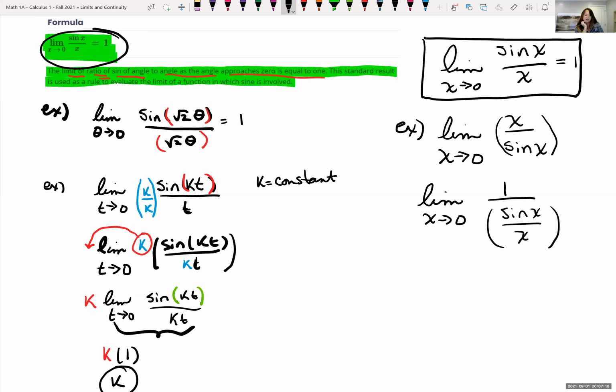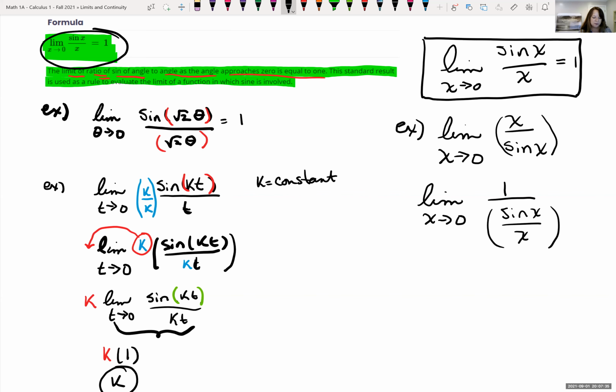You guys all agree with that? So if I have 1 divided by sine x over x, division tells me to multiply by the reciprocal. So we get the same thing we have up here.